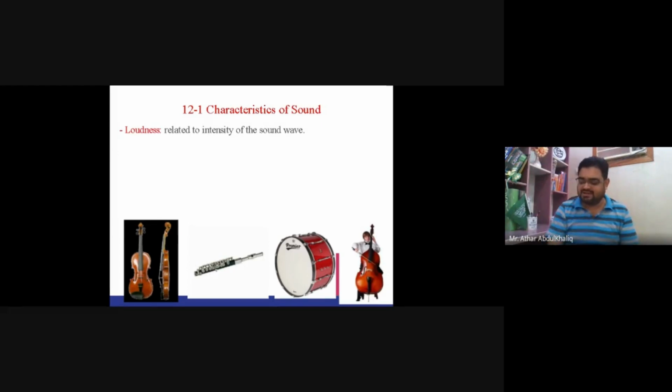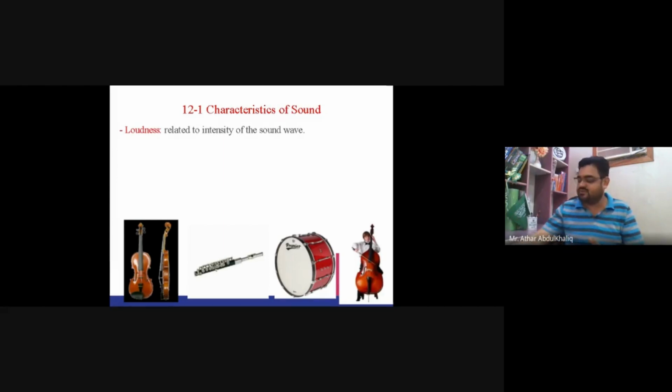So what is actually the intensity? How many sound waves are passing through a unit area? In a simple sense, how much is the crowding of waves at a point? If more waves are passing through an area, it is more intense. If fewer waves are passing through an area, it's less intense. So you can also say energy per unit area is called intensity.